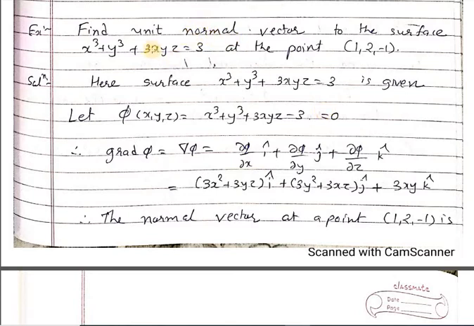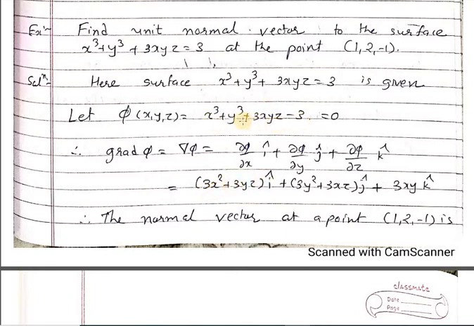So for the normal vector we have to find the gradient. So grad phi gives you the normal vector of a surface at any point. So first we are going to find the gradient. So gradient is del phi by del x into i plus del phi by del y into j plus del phi by del z into k. Del phi by del x, so the derivative with respect to x, that will be 3x square plus 3yz.